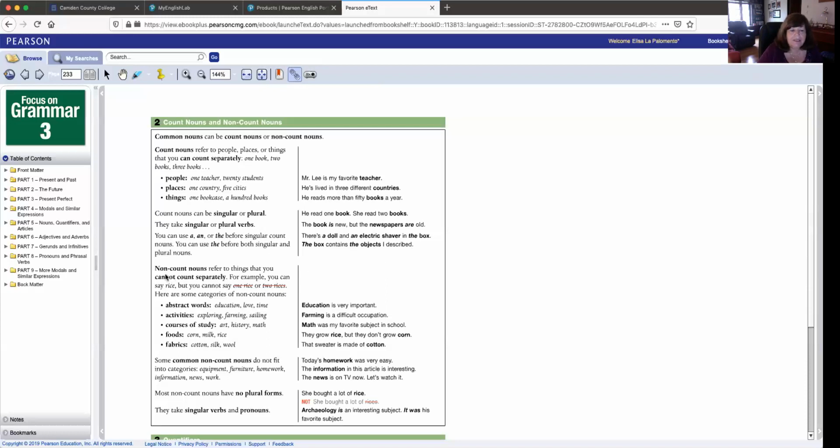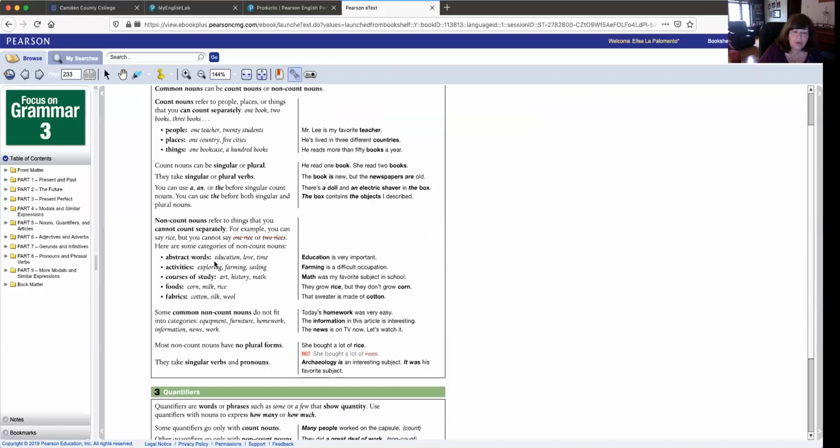And then it goes on to say non-count nouns. So these are the things that you cannot count. Refer to things that you cannot count separately. For example, you can say rice, but you cannot say one rice, two rices. And here are some categories of non-count nouns.